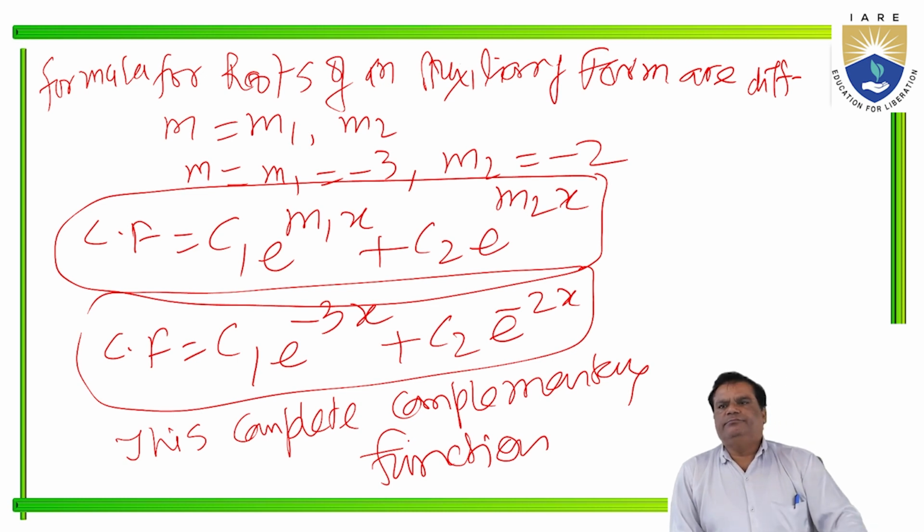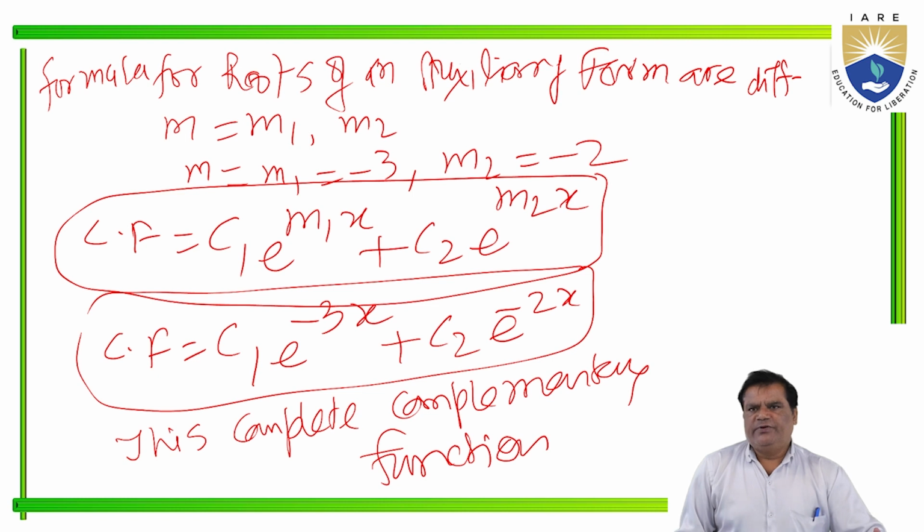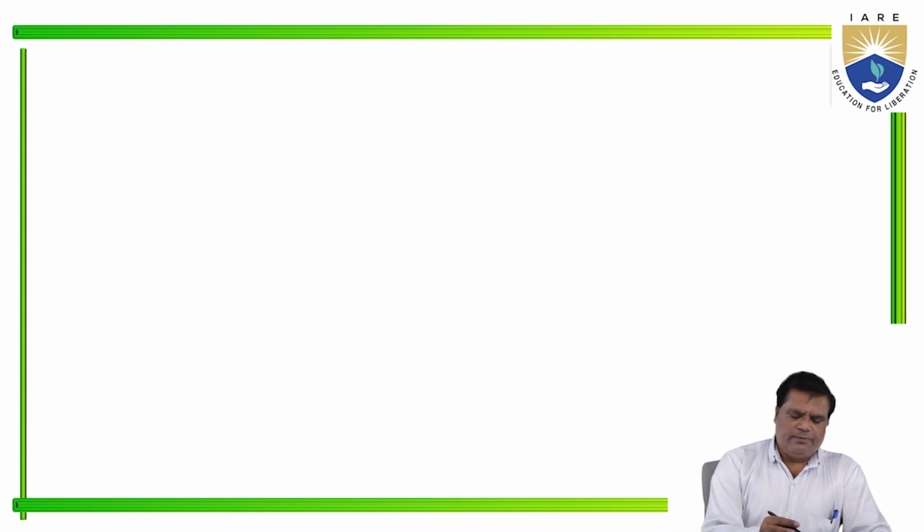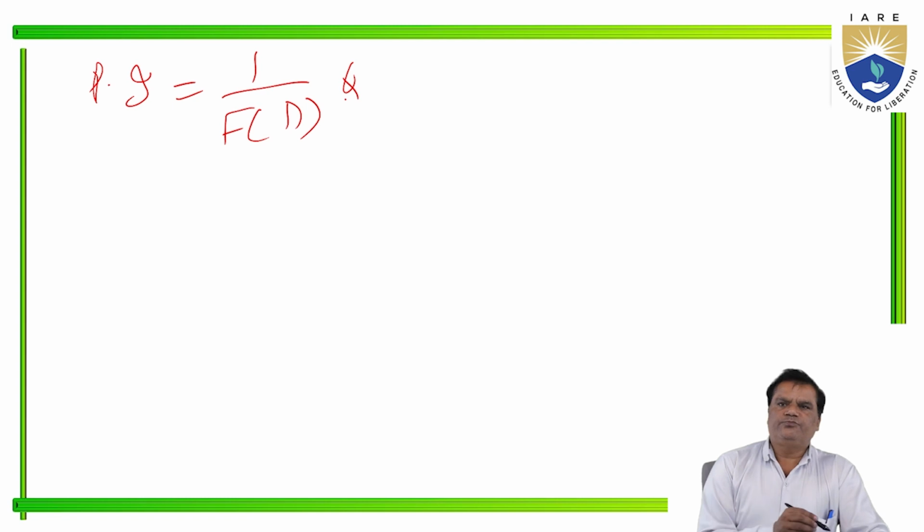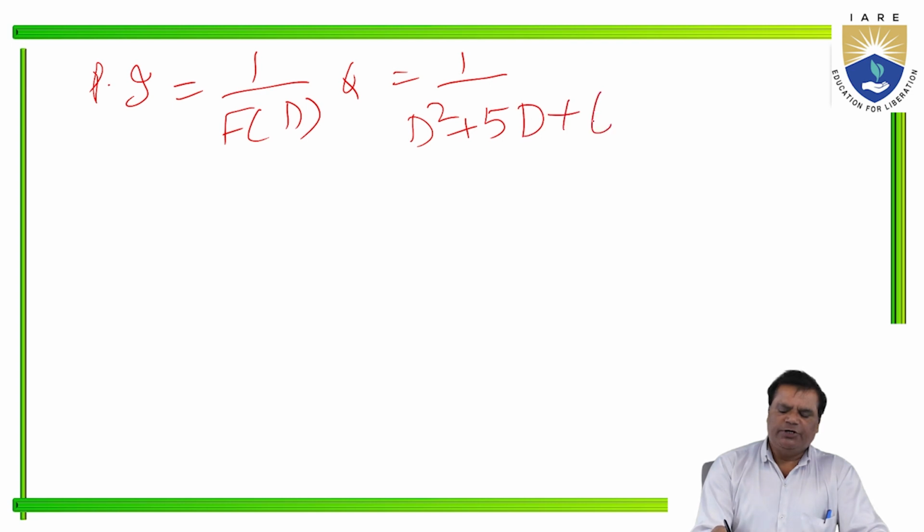Complementary function, CF. We have found the CF of the given differential equation. Now, next we find the particular integral, PI. So PI is equal to 1 upon F(D) into Q. F(D) means D square plus 5D plus 6, into Q.